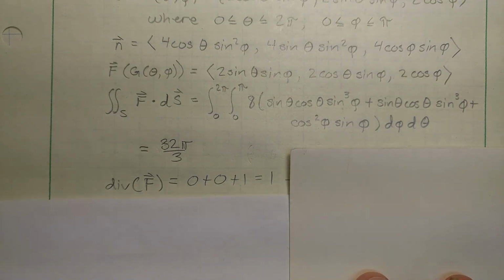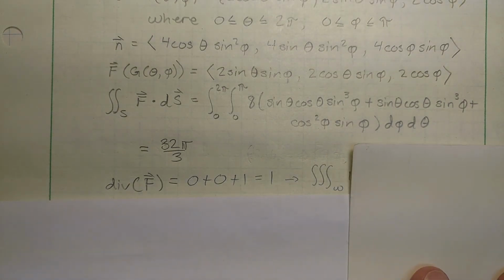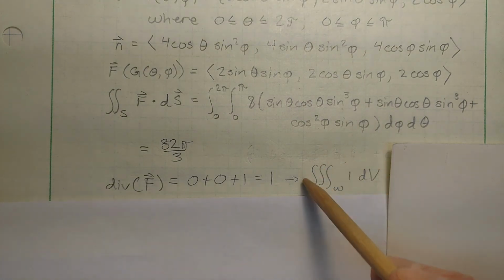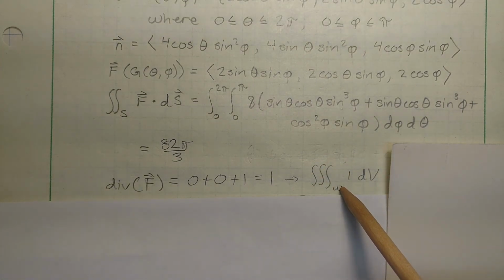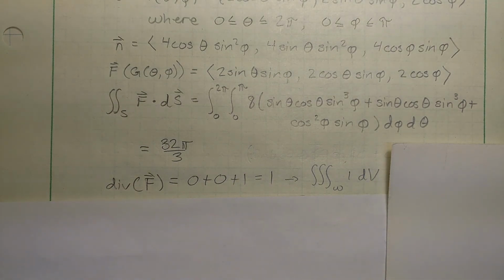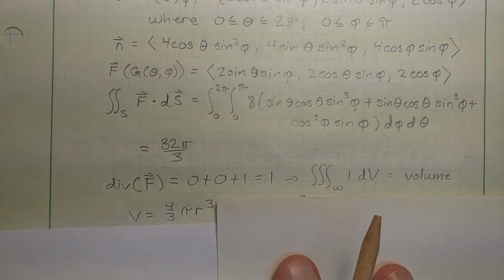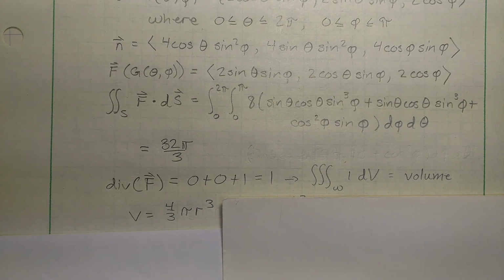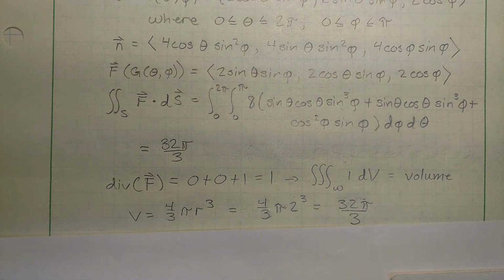So that means that using 1 here, we've got the triple integral over our region W of 1 dV. But when we take a triple integral over a given region of 1 dV, that's just a formula for the volume of that region. So that's just equal to the volume of that sphere, and I know how to find the volume of a sphere. It's 4/3 pi r cubed, and my radius here is 2, so I get 32 pi over 3. And so I have verified that I get the same result.